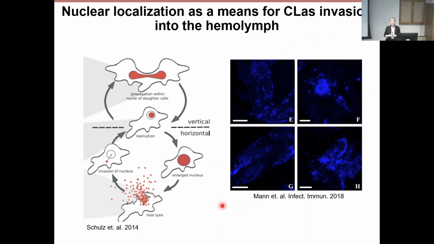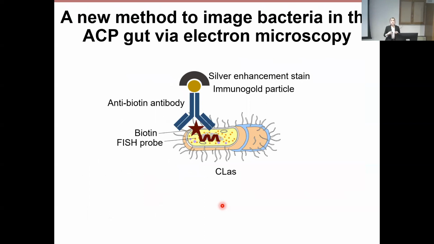But even if we were to do an electron microscopy experiment, we actually don't have an antibody that works against CLas. So we have no way to specifically label CLas and see that the bacteria we're looking at is what we think it is. And so that brings me to my next slide, which is a new method that allows us to specifically tag proteins without the use of an antibody for use in electron microscopy.